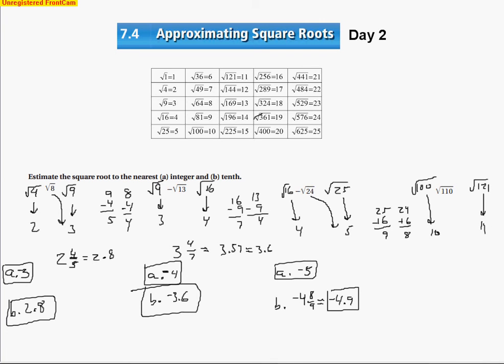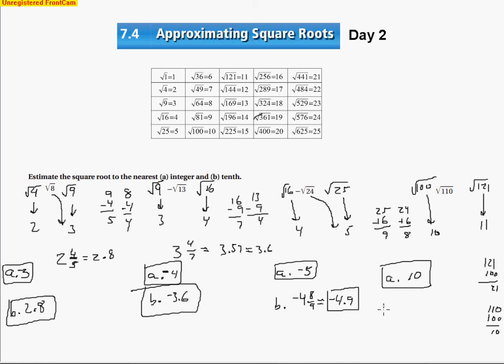So I need to find which one it's closer to. So I'm going to look at these two numbers, and let me go ahead and do the subtraction first. 121 minus 100 is 21. So I know 21 is going to be the denominator, and then 110 minus 100 leaves me with 10. So I can see that 110 is just a little closer to 100 than it is to 121. So for part A, I would say it's going to be about 10, closer to 10.